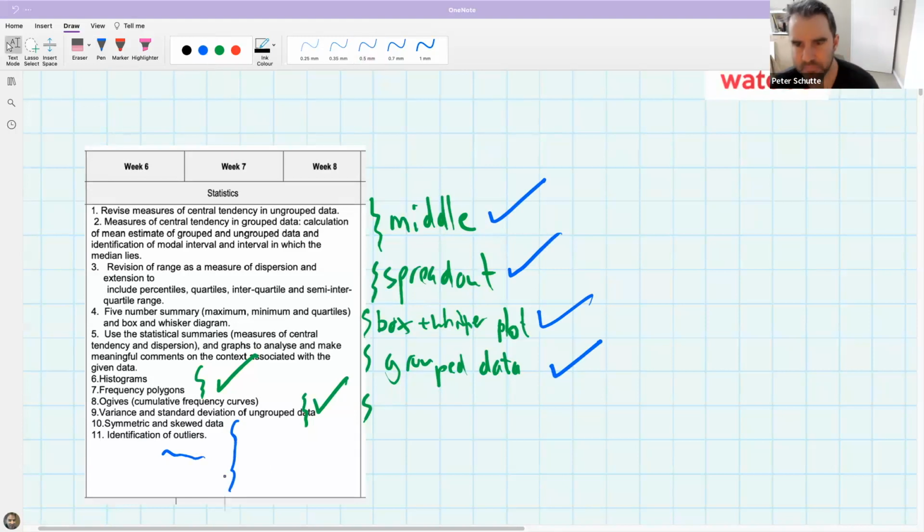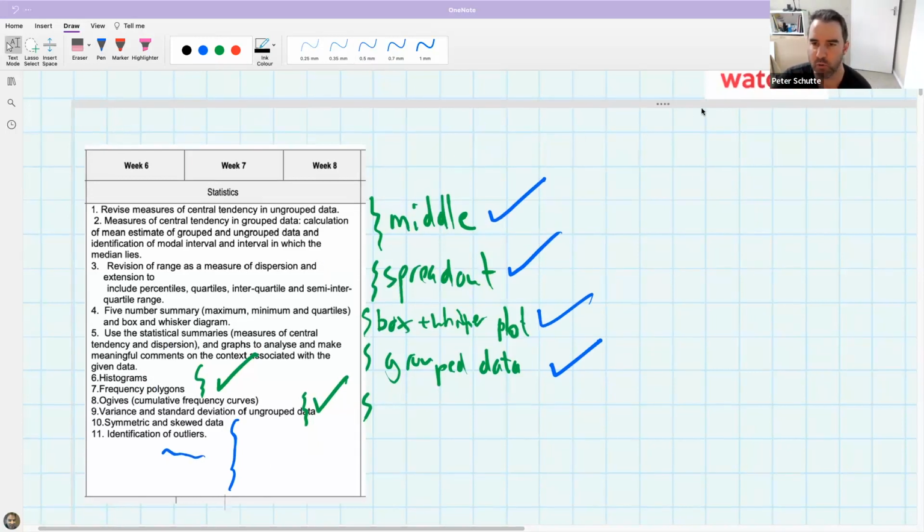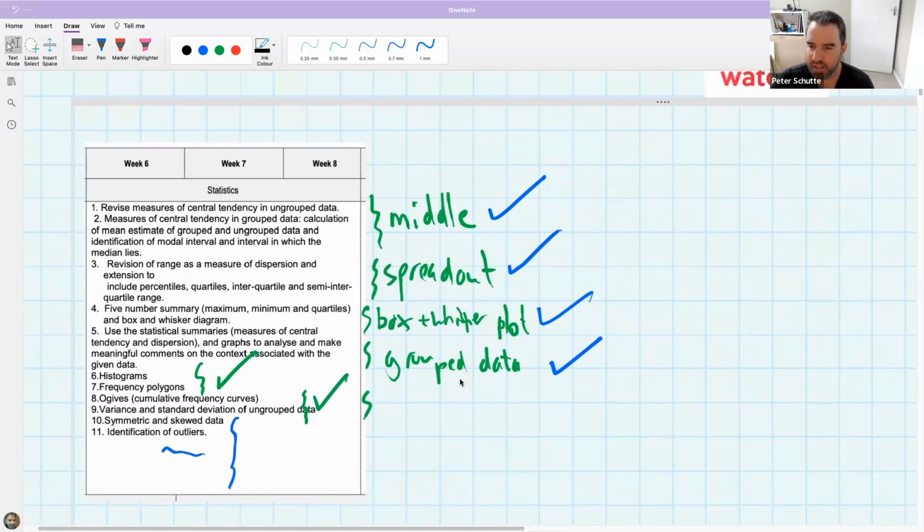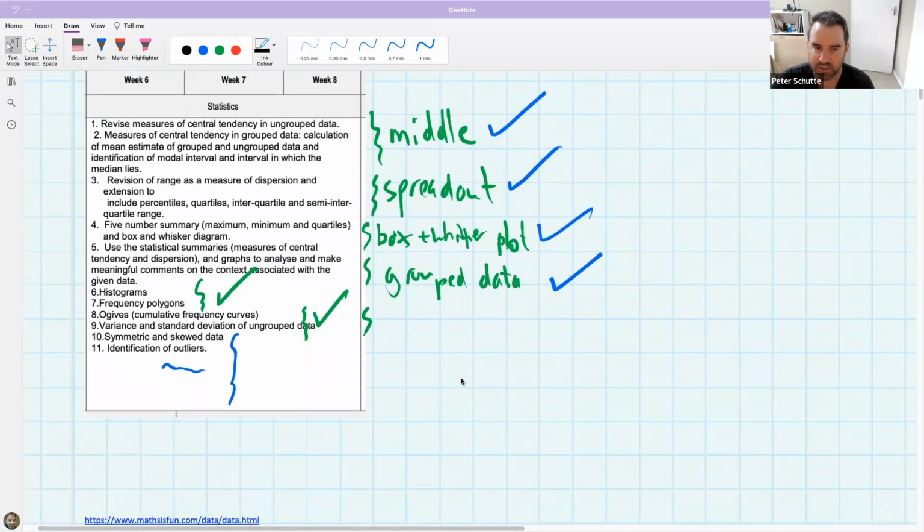So give me a thumbs up if that stuff looks vaguely familiar to you from stats. I think some of the histograms and frequency polygons are new, but if that looks like what you remember roughly from grade 10, let me know. And if it looks completely unfamiliar to you, let me know as well, because that's also useful. Okay, well, it looks like we're broadly in the right area, so let's get started.